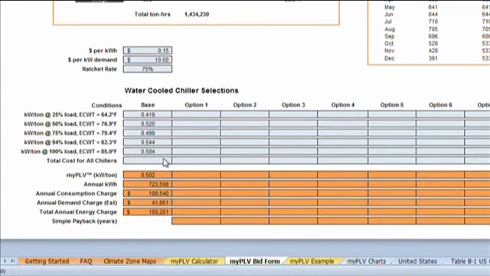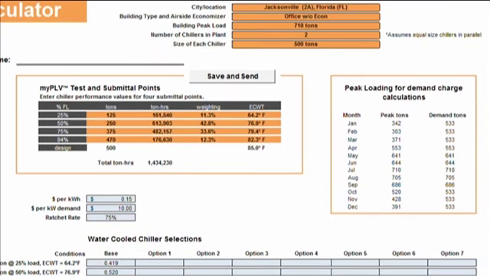The only open input is the total cost of the chillers. You can either enter the actual cost or use a 0 and input the difference between the options on the next columns. Below in orange, we see the output for the base selection. The first two, MyPLV and annualized kWh, we've already talked about. Annual consumption is calculated using the annual kWh and the input for $1 per kWh. And the annual demand charge is calculated by first establishing the highest tonnage for any given hour within each month. MyPLV shows you the peak for each month in the upper right table.